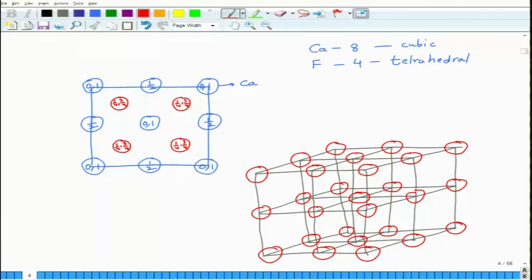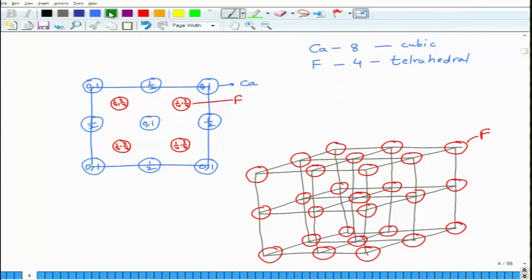You have 8 cubes formed by fluorine. So, these are all fluorine ones. Okay, this is fluorine. So, this was fluorine here. Now, you need to put calcium in it. So, the problem is these are 8 unit cells, you have 8 fluorine atoms. You can only put 4 fluorine in there. So, the way 4 fluorines get in is like this.